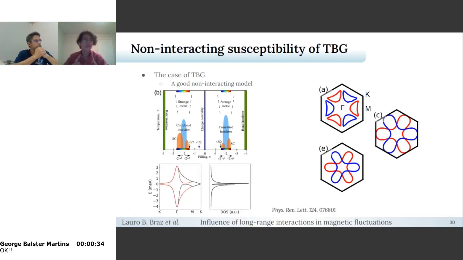But it's not just that. We also have to look to experiment. And actually in experiment, what we see is that if we do our measurements at hole doping or at electron doping, the phase spaces are not quite the same. So there has to be electron-hole symmetry breaking in this model, and basically that's what is observed in the band structure of twisted bilayer graphene.